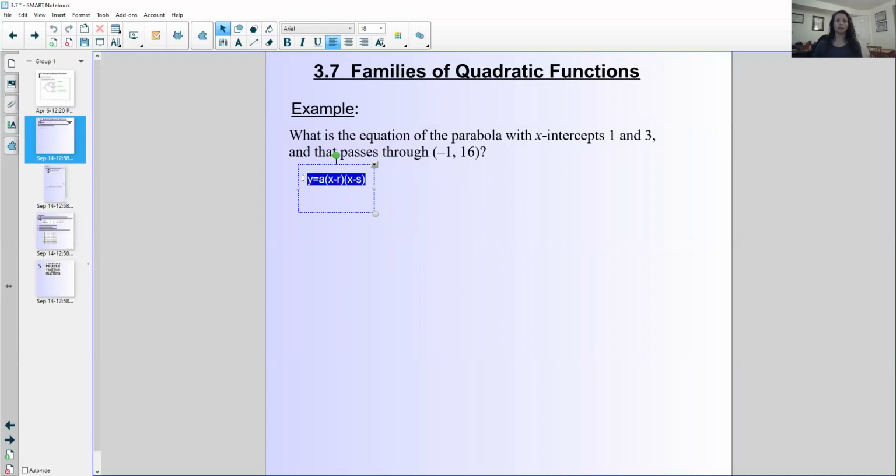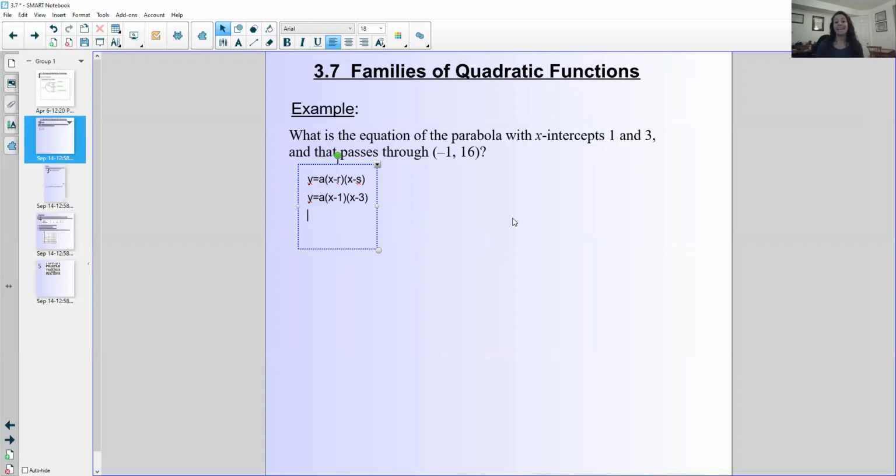Here is my quadratic equation. The first thing that I'm going to do is substitute my roots. I know that I have x-intercepts of 1 and 3. That means that my r value is going to be 1 and my 3 is going to be s. Keep in mind you have subtraction signs in your formula, so the signs here are going to be a little bit backwards. Okay? Step 1 complete.